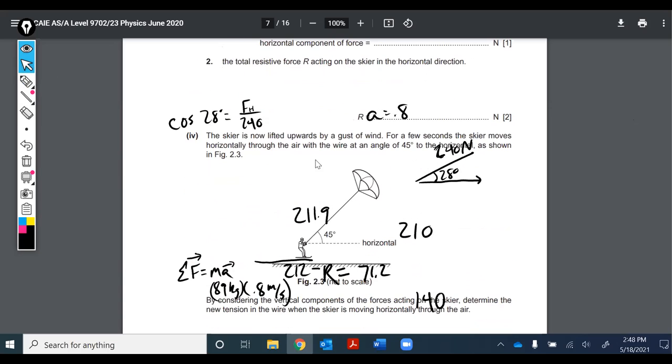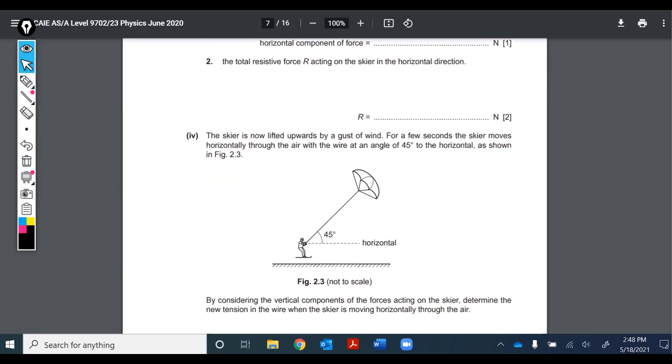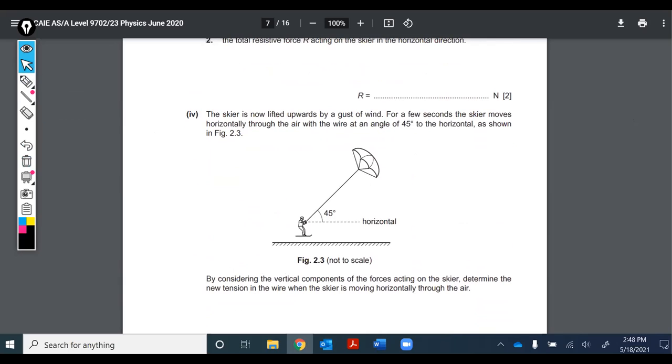The skier is now lifted upwards by a gust of wind. For a few seconds, the skier moves horizontally through the air with the wire at an angle of 45 degrees to the horizontal, as shown. By considering the vertical components of the forces acting on the skier, determine the new tension in the wire when the skier is moving horizontally through the air. The vertical components of the forces acting on the skier.